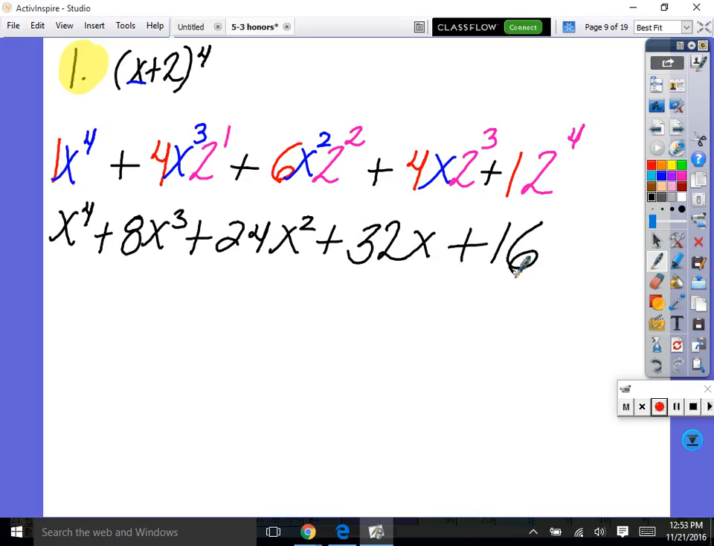Holy cow, that was way quicker than multiplying that out by hand. How cool is that? It's way cool. Okay, let's do another one.